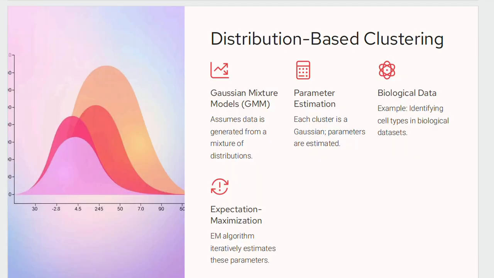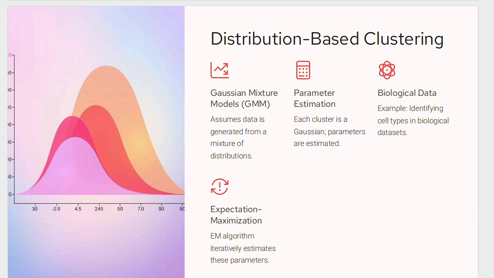Next one is distribution-based clustering. In that, Gaussian mixture model, parameter estimation, biological data, expectation maximization. A Gaussian mixture assumes data is generated from a mixture of distributions. Parameter estimation: each cluster is a Gaussian, and parameters are estimated.